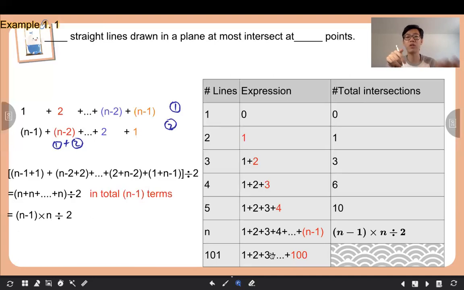And the last term, the new intersections the 101st line introduced, will be from its intersecting with all previous 100 lines. That's why you have 100 more intersections. The last term, the red number, is 100. All right then, how should we get the total number of intersections given 101 lines? Remember, we just derived our formula using n. Now n is just 101. I will give you about 30 seconds and you can check it out.